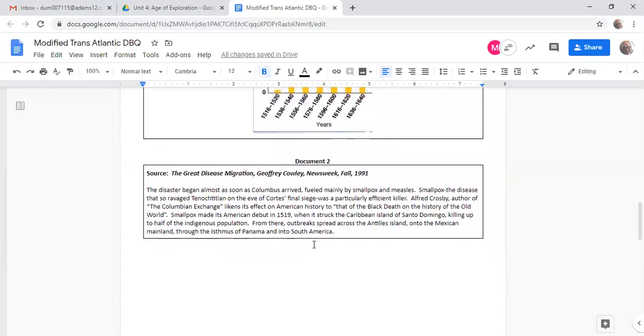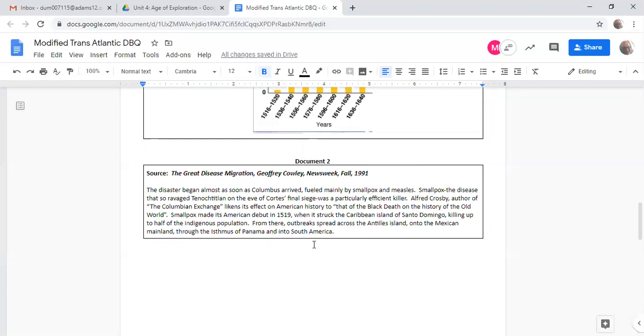Now we have document 2. Let's see, the Great Disease Migration, Jeffrey Crowley, 1991. So this is a current document, writing for Newsweek. So I'm not sure historical context is going to work for sourcing here, but we do have the author. We know what he's writing for, so maybe we could do POV or purpose. We'll see. But here's what he says in the document.